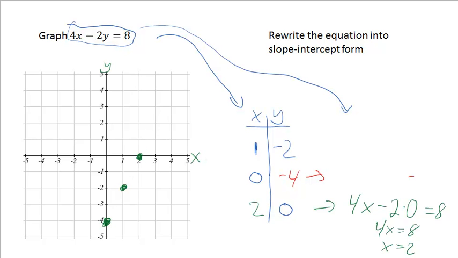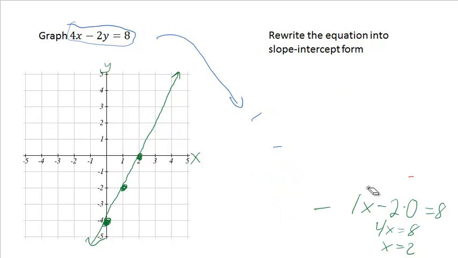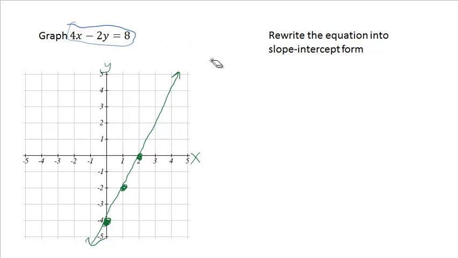So this would be my x-intercept. And now I can connect my dots ever so gracefully and graph my line. Okay, so there is the graph of my line. So now we are going to try something a little different with this equation.